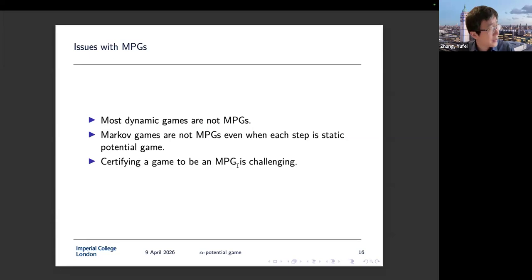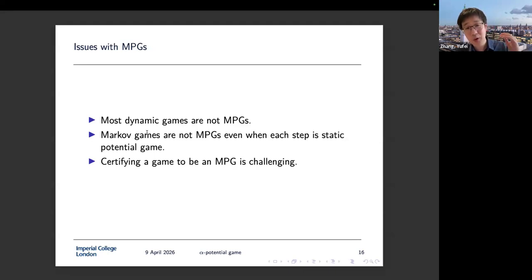In fact, I think the main issue before our work is that in the community, it is difficult to verify whether a game is a Markov potential game or not. There is no good criterion to verify, given a dynamic game, whether it is a Markov potential game or not. And in all this existing literature for the dynamic game, they typically assume a game is a Markov potential game, and then study the corresponding learning algorithm. However, it is known that many dynamic games are actually not a Markov potential game according to their notion.